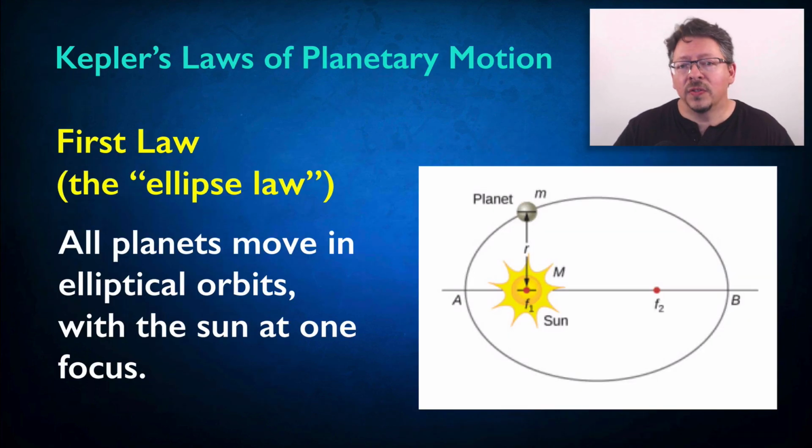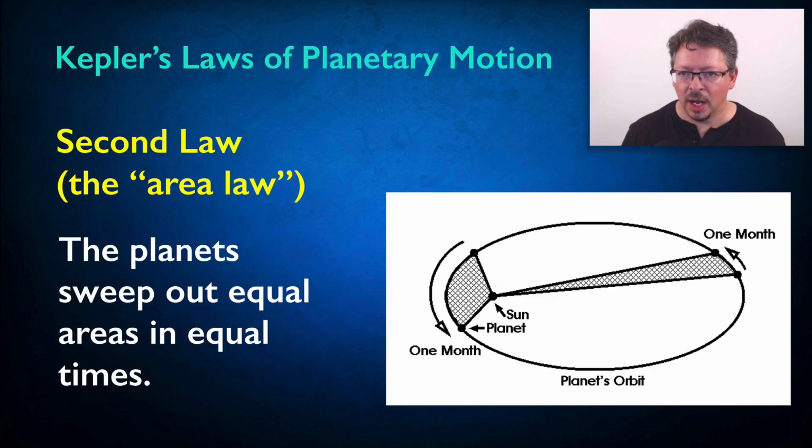So that is Kepler's first law of planetary motion. All planets move in elliptical orbits with the sun at one focus of the ellipse. Kepler's second law is known as the area law, and it says that as a planet moves around the sun in its orbit, it sweeps out equal areas in equal times.